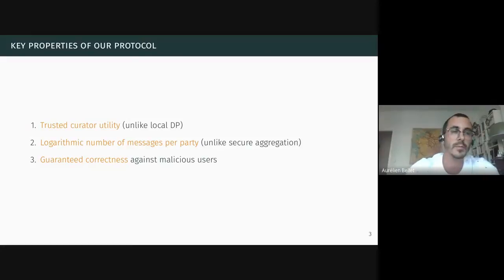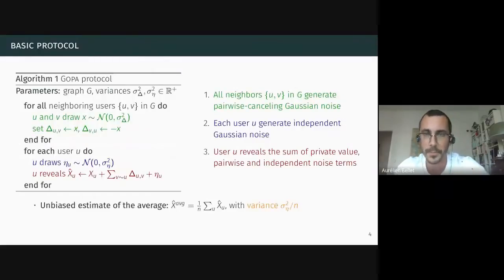So let me present the protocol itself quickly, because it's actually very simple. We consider a graph over the users. The first step of the protocol is that all pairs of nodes that are connected in this graph jointly generate a pairwise canceling Gaussian noise. This is a Gaussian distributed value that one user will add and the other will subtract. Then each user independently generates some Gaussian noise with a different variance. Then each user reveals the sum of its private value, the pairwise terms, and the independent noise term. This is the red term here.